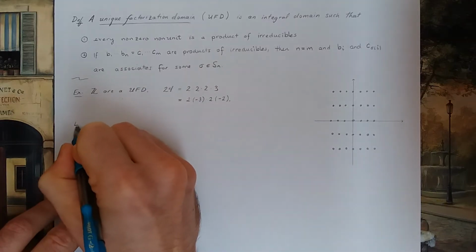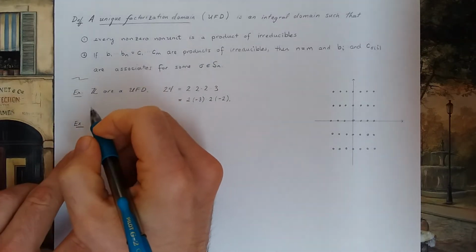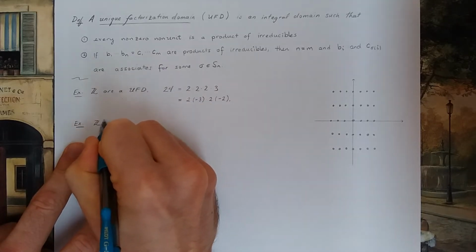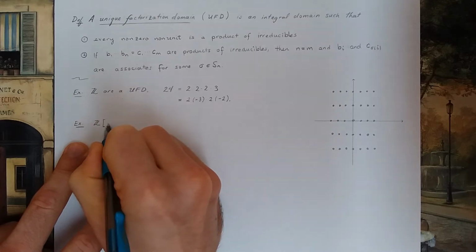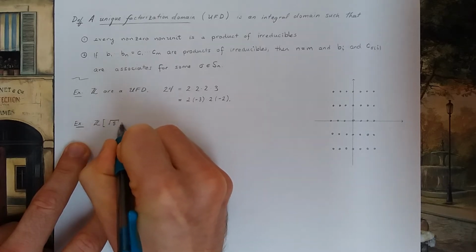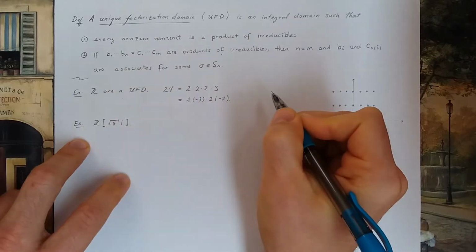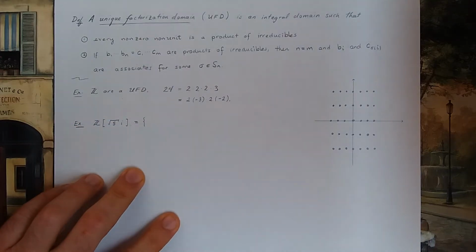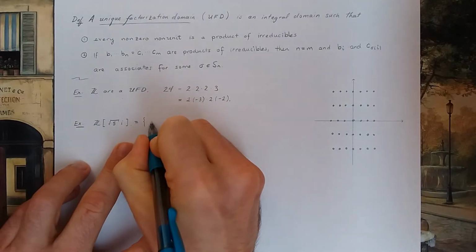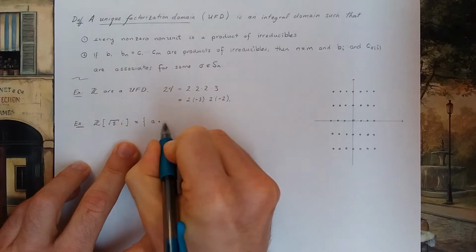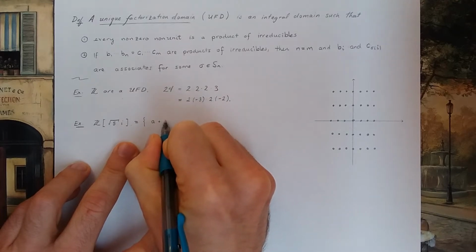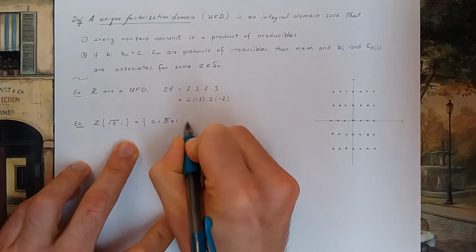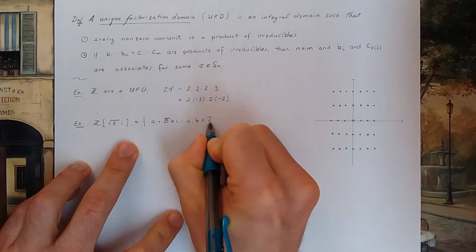Let me do another example. Maybe to contrast, let me do an example of a ring that is not a UFD. So I'm going to look at the integers adjoined 5 times root i. So these are almost the Gaussian integers, but I've scaled the imaginary axis by root 5. So this is all elements of the form a plus root 5 b i, where a and b are integers.